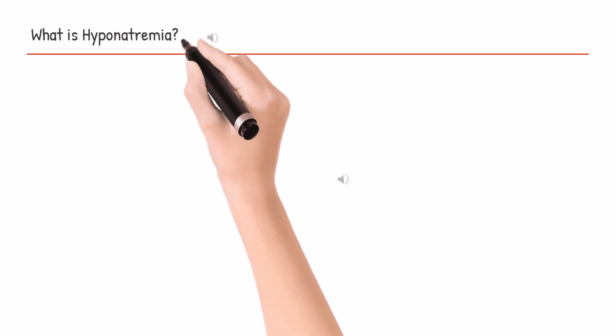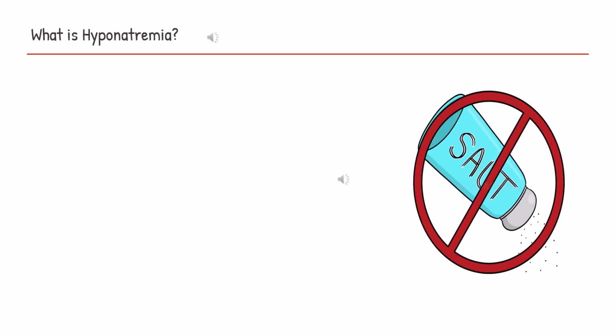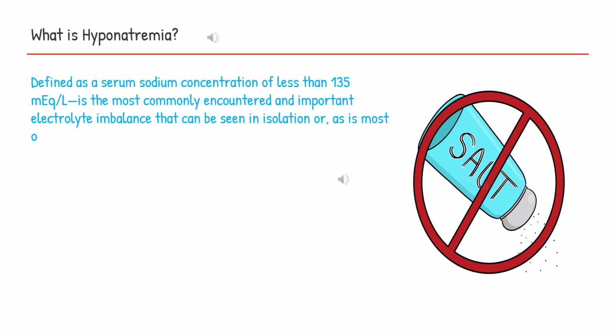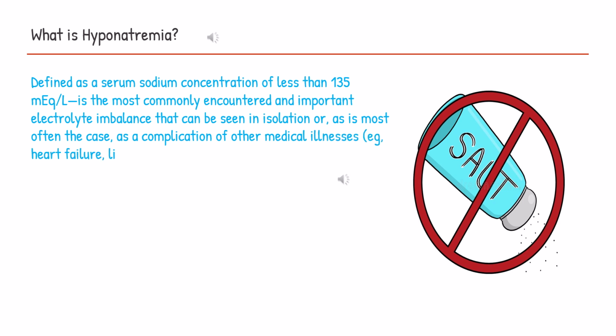What is hyponatremia? Defined as a serum sodium concentration of less than 135 milliequivalents per liter, it is the most commonly encountered and important electrolyte imbalance that can be seen in isolation or, as is most often the case, as a complication of other medical illnesses, e.g., heart failure, liver failure, kidney failure, pneumonia, cancer. It can be mild, moderate or severe depending upon serum levels.